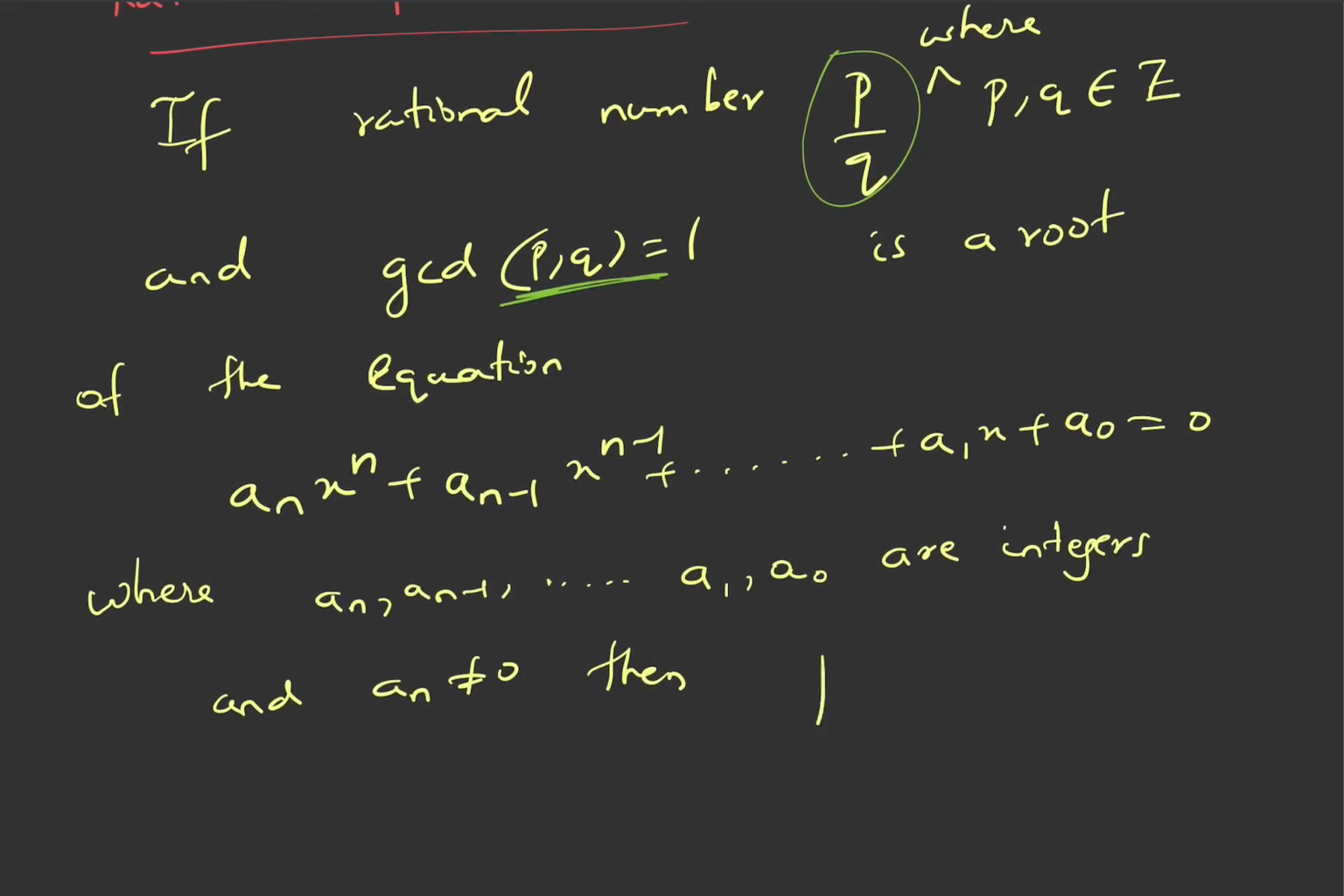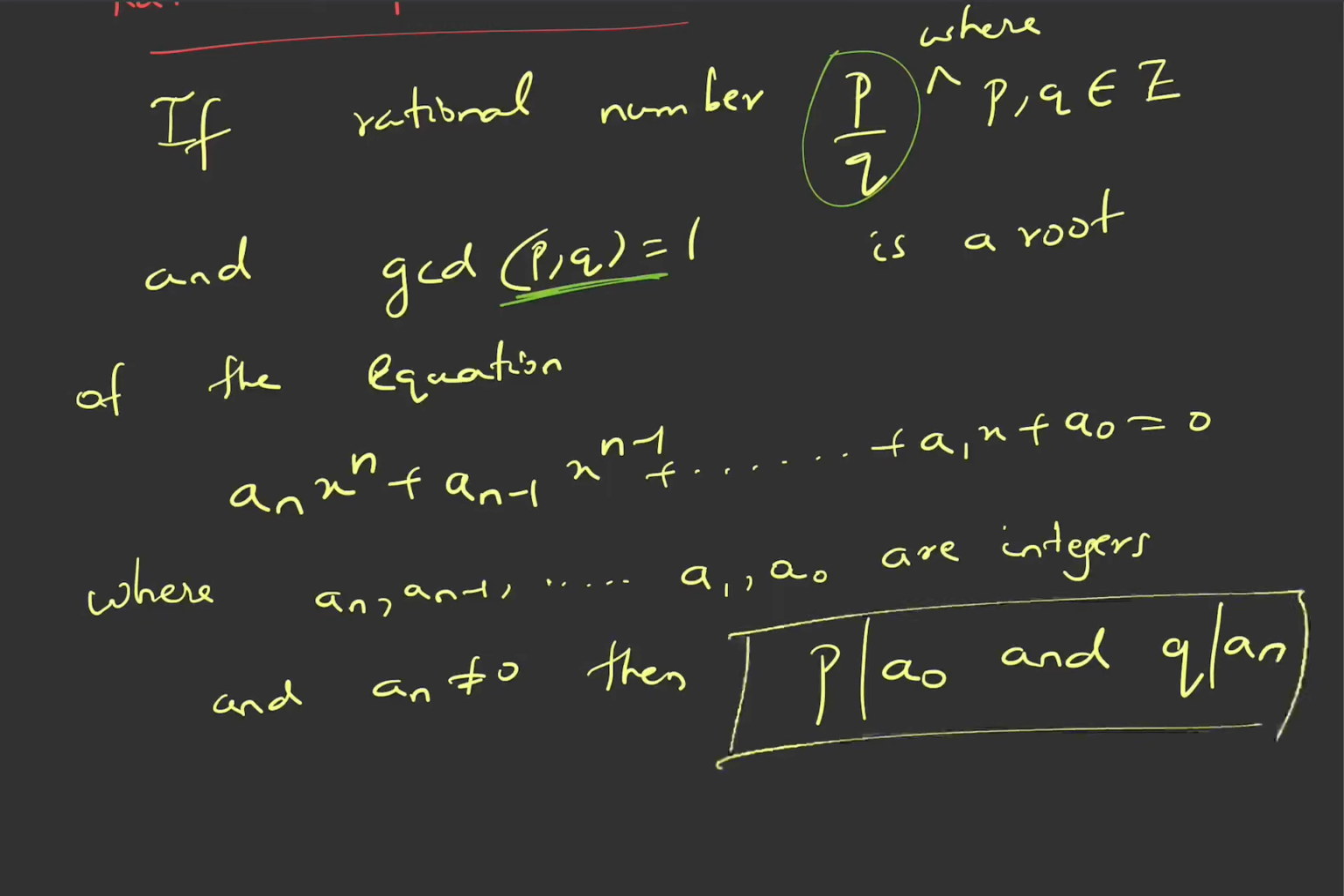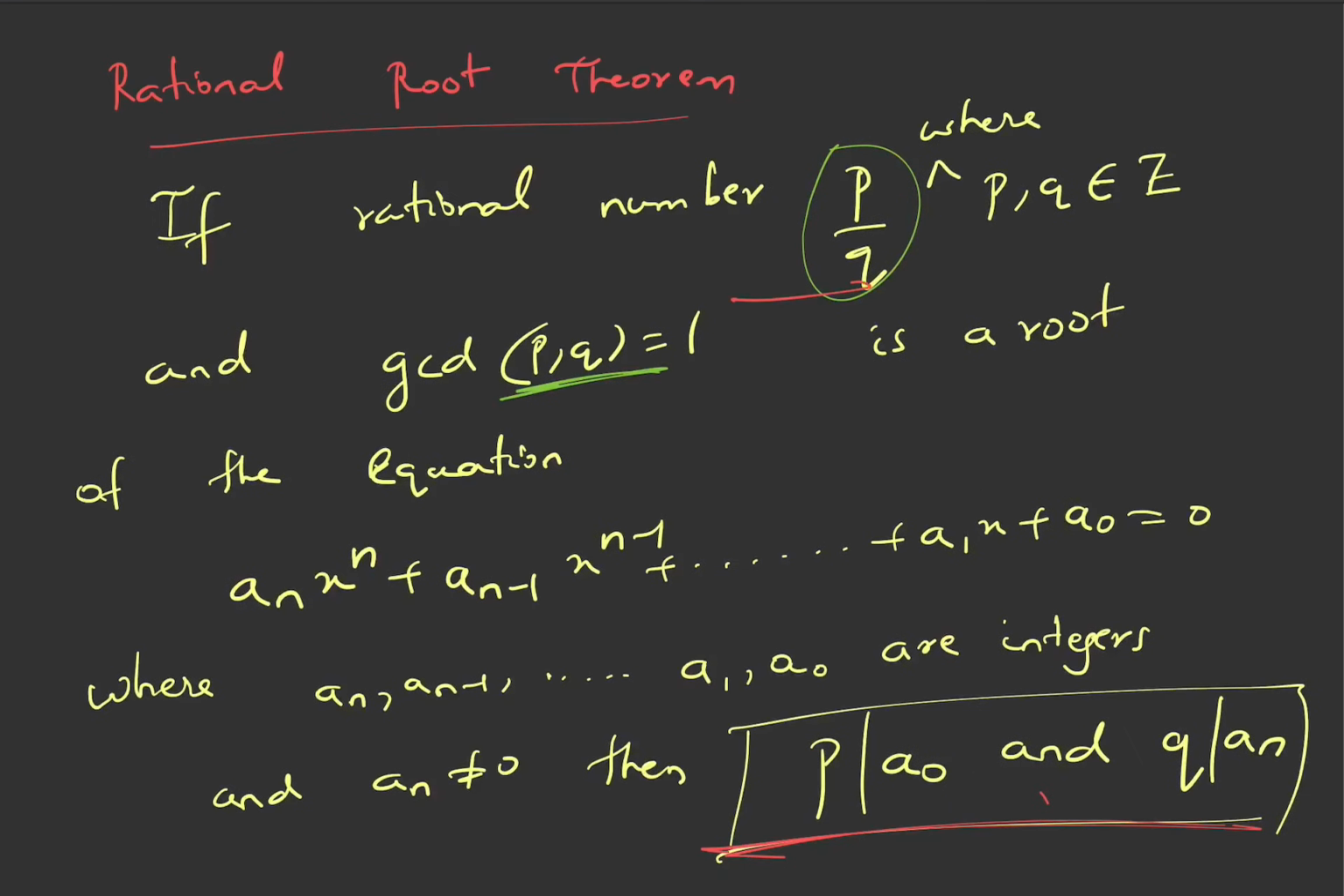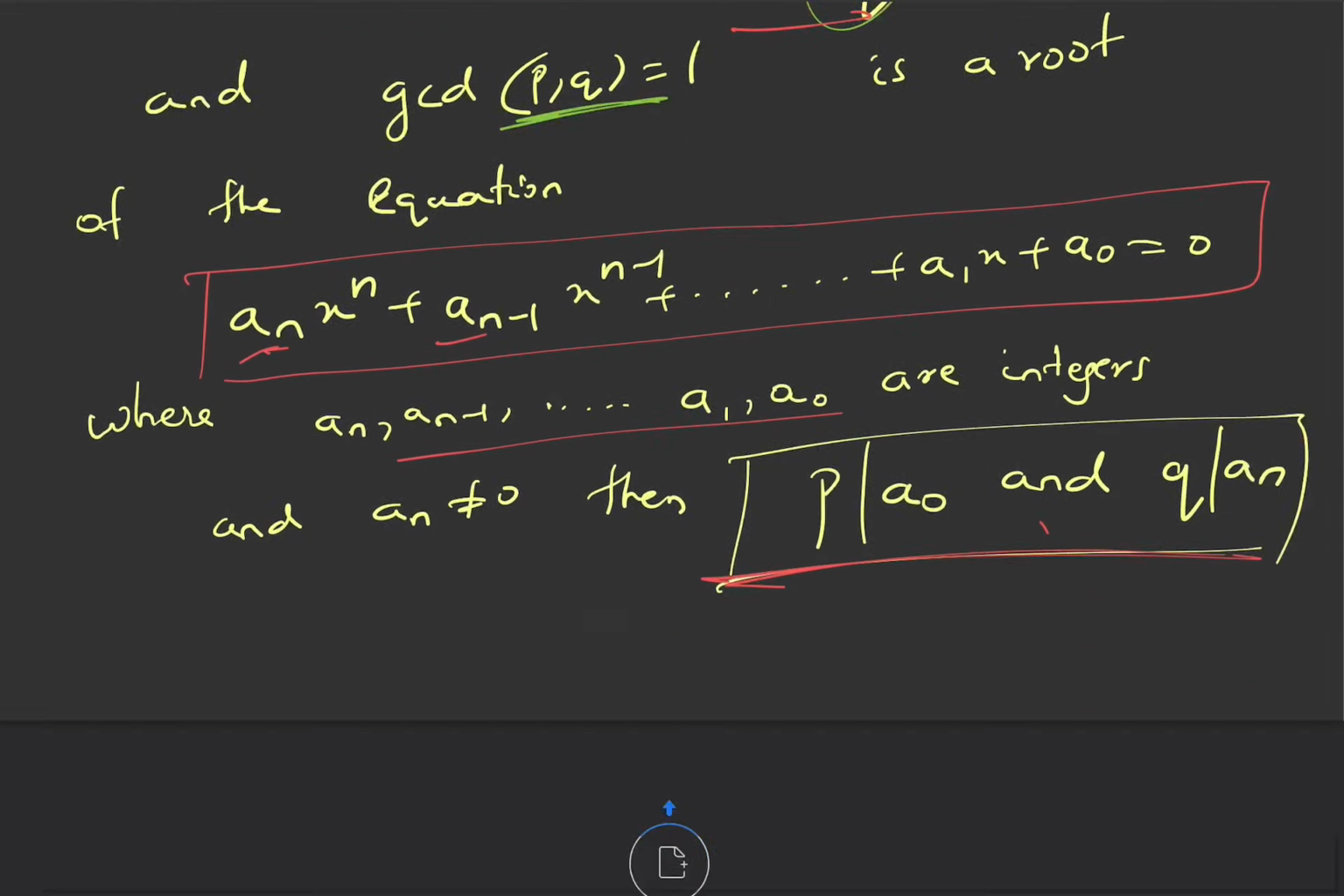Then the theorem says that P is a divisor of a naught, that is P divides a naught and Q divides an. So this is a very important statement which we are making. So if a rational number P by Q is root of this equation with integer coefficients, right, all the coefficients are integers, then P will divide a naught and Q will divide an. So let us try to prove this.